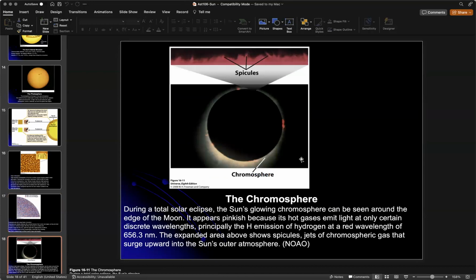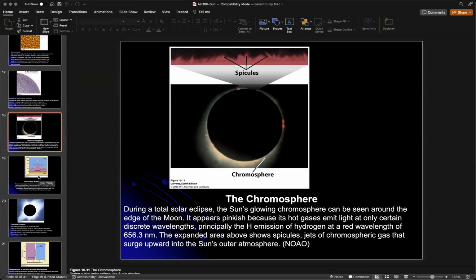Outside the photosphere is the chromosphere. Chromosphere is given that name because it has this very unique pink purple type of color, and chrome means color, so that's why chromosphere. It has this color because of a certain wavelength of 656.3 nanometers, which is the hydrogen emission, the H-alpha emission of the hydrogen at red wavelength of 656.3 nanometers.